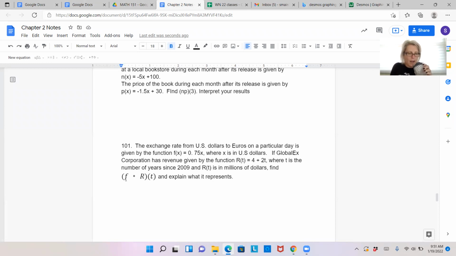They want us to find the composition of R, F composed with R, F composed with R. So let's go ahead and do F composed with R of T and explain what it means. Okay, so this is all since the year 2009. So we're just explaining what the function means. We're not evaluating anything. So let's go ahead and share my screen so we can do this on paper.